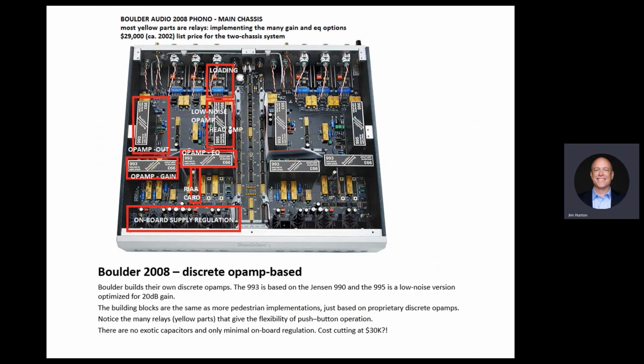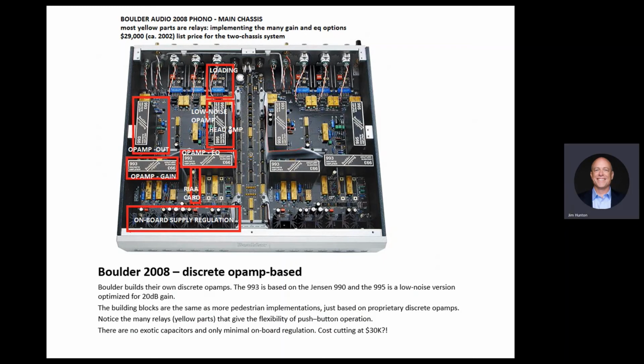So let's see, how much supply regulation? Not that much. Most of the design, I mean, these are op amp blocks. You remember we talked about the discrete op amps, the D990, and Boulder redesigned it. This is the 993. It's essentially a super duper discrete op amp, the Jensen 990.